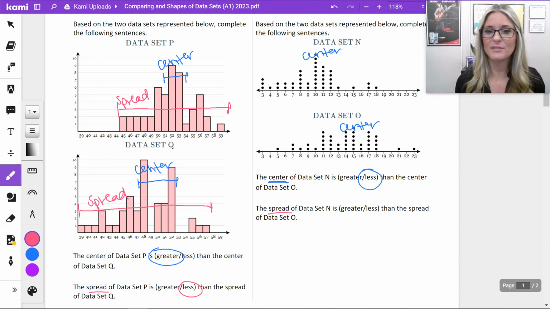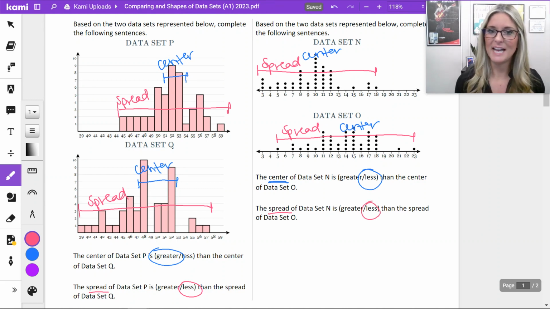The spread of set N. Labeling my two graphs here just as a visual. Notice the O goes all the way to that 23. The spread of set N, I would say, is definitely less than the spread of set O.